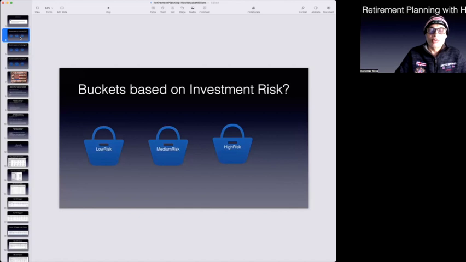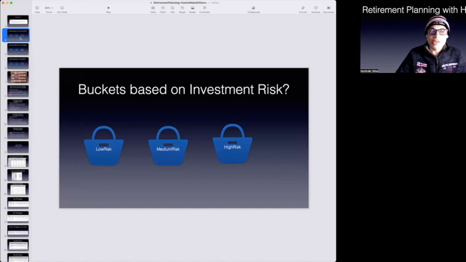So that means we put low risk, where the money we want to use for the year should be. So in the low risk bucket, we have 1 year of money. In the medium risk, we should have 2 to 5 years of money. And in the high risk, we should have the rest of the money.